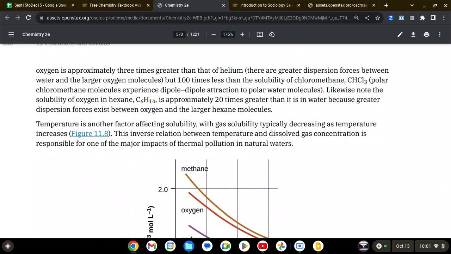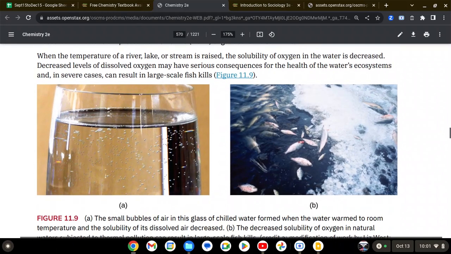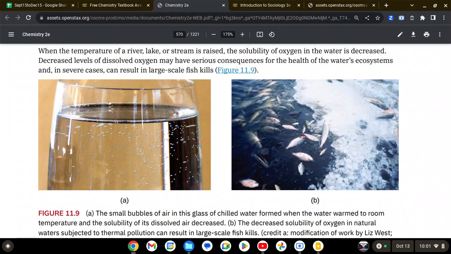Temperature is another factor affecting solubility, with gas solubility typically decreasing as temperature increases. This inverse relation between temperature and dissolved gas concentration is responsible for one of the major impacts of thermal pollution in natural waters. When the temperature of a river, lake, or stream is raised, the solubility of oxygen in the water is decreased. Decreased levels of dissolved oxygen may have serious consequences for the health of the water's ecosystems and, in severe cases, can result in large-scale fish kills.